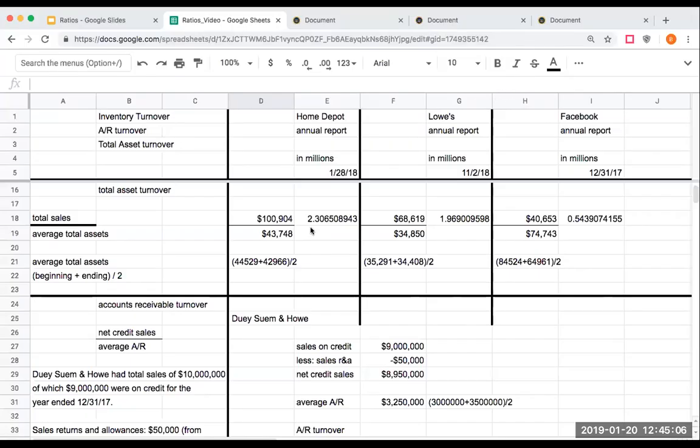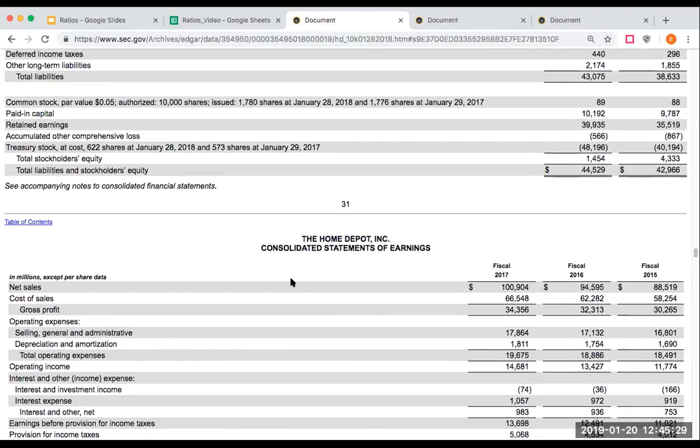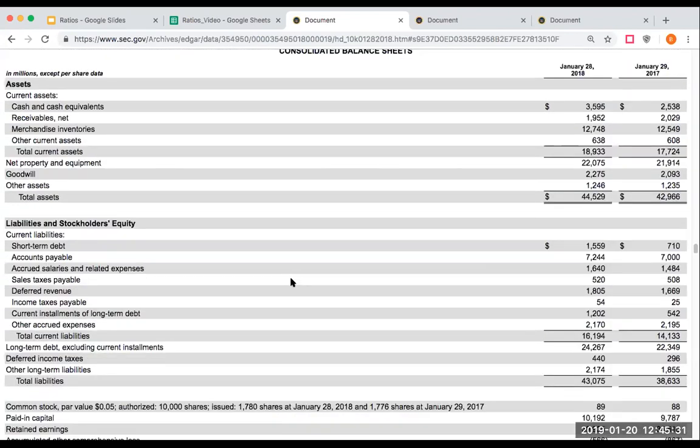So now let's take a look at the total asset turnover ratio for the Home Depot, Lowe's, and Facebook. The Home Depot had revenues for their fiscal 2017. And why is it fiscal 2017? As a retailer, you generally want to close your books the month after the year end, and that's what they do. They have a January 28th or early February year end. It's just how they do it.